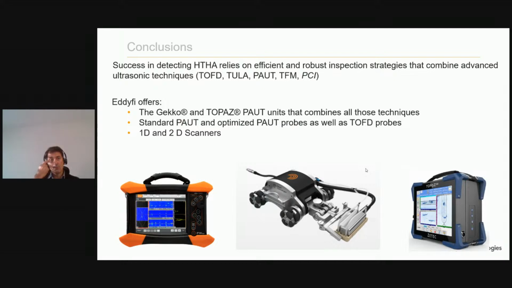All right. So in conclusion, HTHA is kind of a different animal for NDT, especially for ultrasound. So detecting HTHA relies on several things. First, you have to know the life of your asset. You have to know the type of stress it's under, the history of pressure and stress, the type of material, if it's a carbon steel, how much chromium there is in it. So to know the susceptibility of having HTHA.